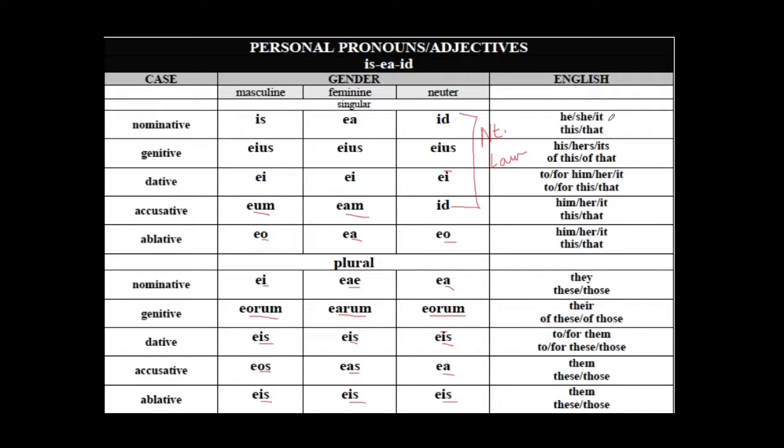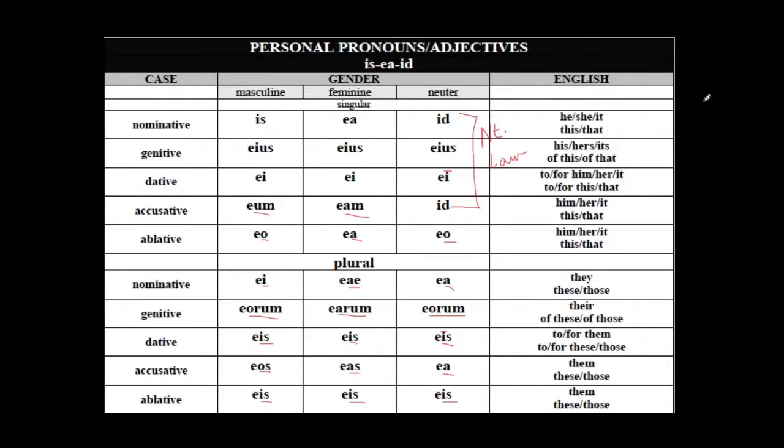The genitive, eius, eius, eius. Dative, ei, ei, ei. Accusative, eum, eam, id. Ablative, eo, ea, eo. Nominative plural, ei, eae, ea.